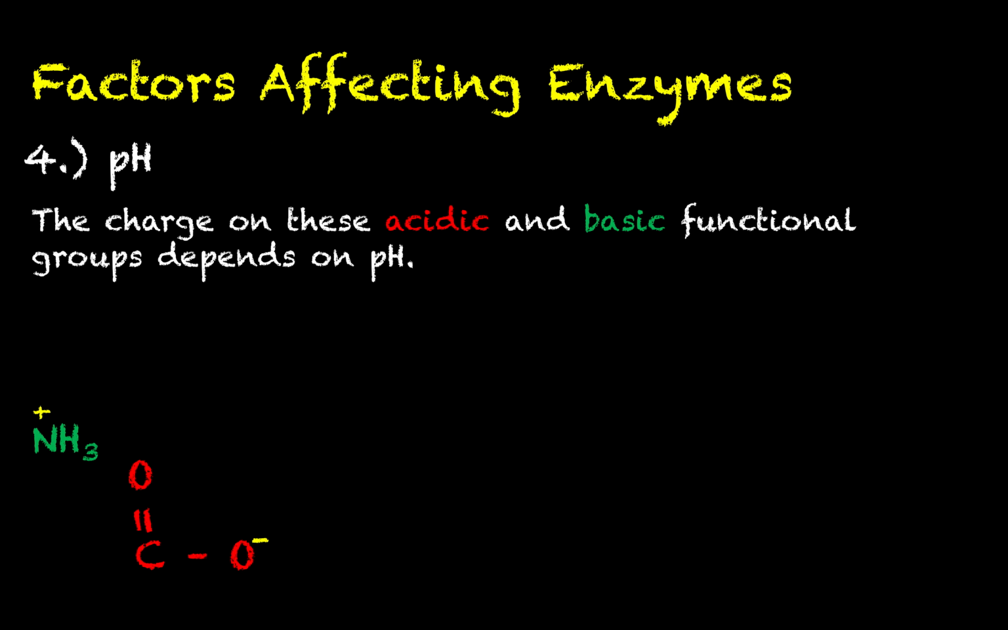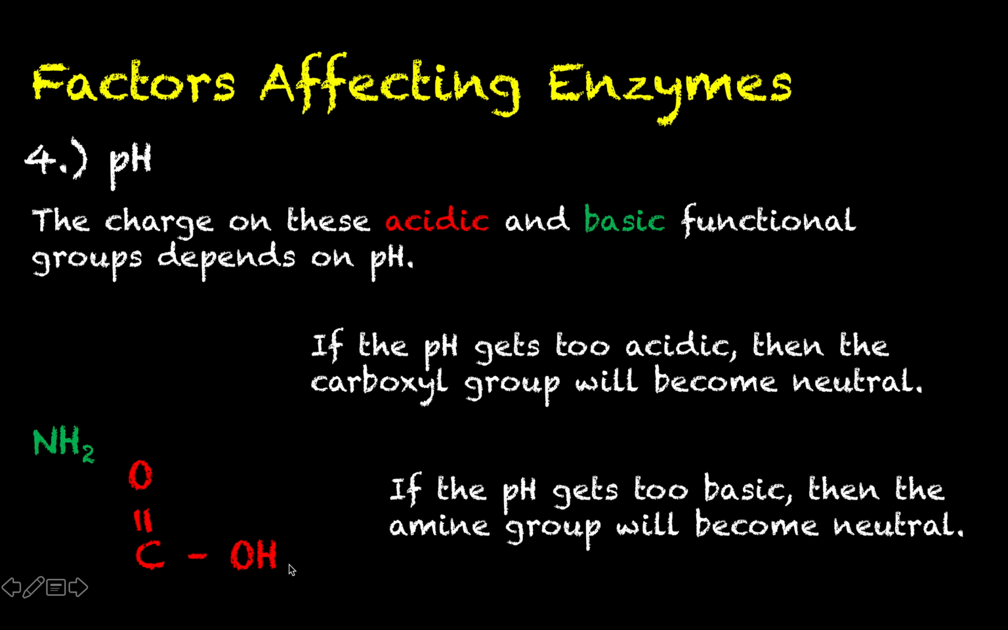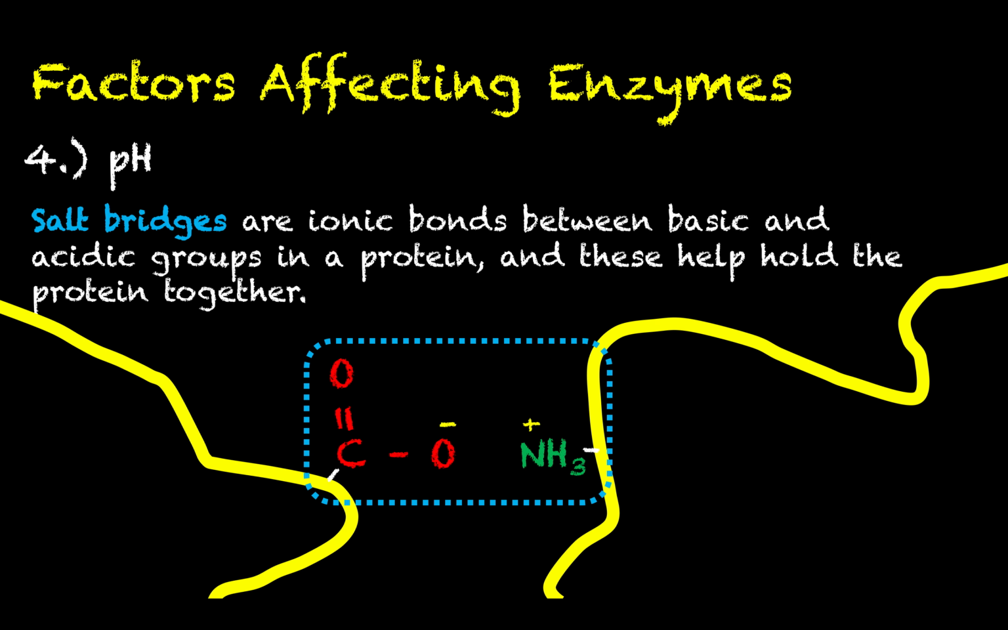As I said, the charge on these acidic and basic functional groups depends very much on what the current pH is. So if the pH gets too acidic, that carboxyl functional group is going to lose its negative charge and it will become electrically neutral. If the pH becomes too basic, the amine functional group will lose its positive charge and it will become neutral as well. This is important because in addition to hydrogen bonding, salt bridges are another important intramolecular force that helps to hold proteins together and keep their three-dimensional shape. Salt bridges are just ionic bonds between the negatively charged acidic groups and the positively charged basic groups within a protein. This attraction between these groups helps to hold the protein together.